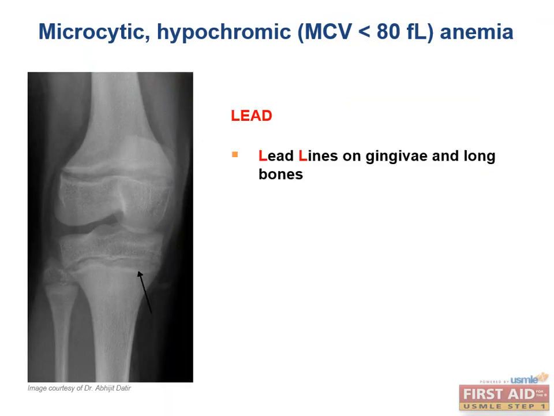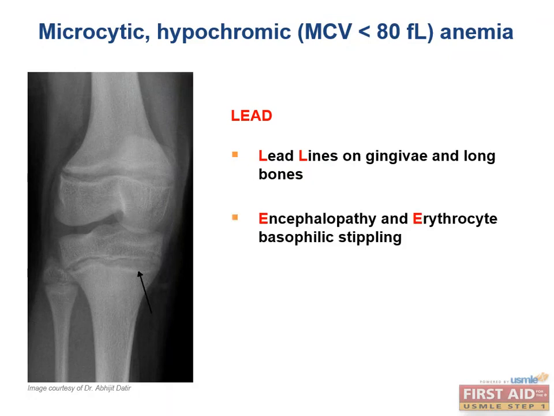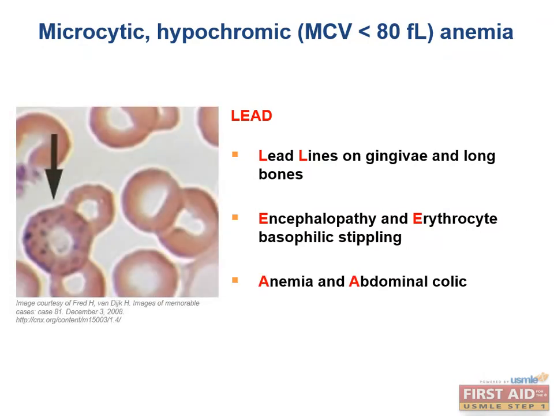The letter L stands for lead lines in the gingiva and long bones. Lead deposits in the gums, long bones, brain, and RBCs. We can see these characteristic lead lines, which are thin gray blue lines along the margin of the gums and teeth. Also, as seen in this X-ray, lead lines can be seen as hyperdense lines in the metaphysis of bones, particularly the long bones. E stands for encephalopathy, and erythrocyte basophilic stippling, which we've already discussed. A stands for anemia and abdominal colic.